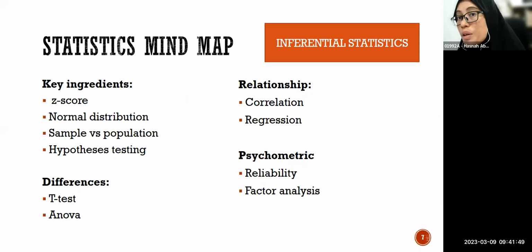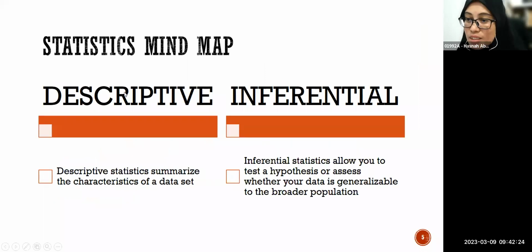Today it is more on hands-on, so we are going to do the normal distribution, the t-test, the correlation, and also reliability. This is what we call inferential statistics. I hope that you have the mind map now of the meaning of descriptive and also inferential.